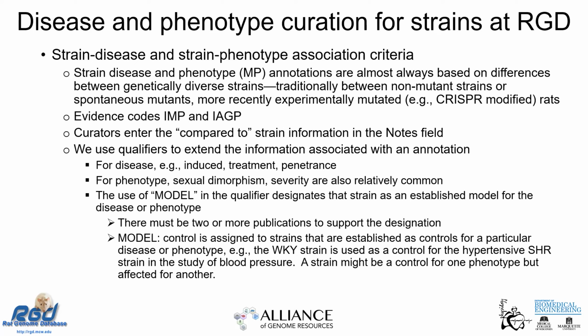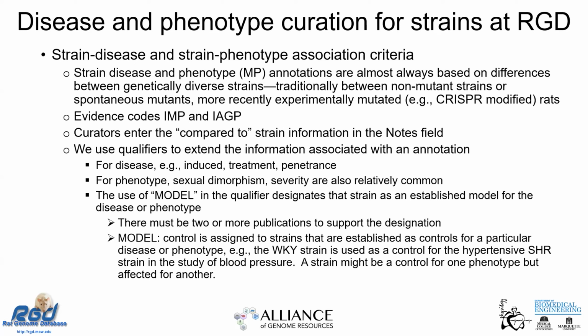And a lot of those have spontaneous mutations. But more recently, with the rise of zinc finger mutations and CRISPR modifications, experimentally mutated rats are also available. So we do strain disease and phenotype annotations for those. The evidence codes, because they're genetically based, are IMP and IAGP.